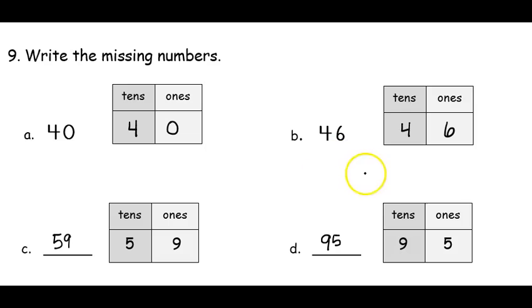So again, those two-digit numbers are made up of groups of tens and ones, and it's much more efficient to count by tens as much as we can and then add those individual ones.